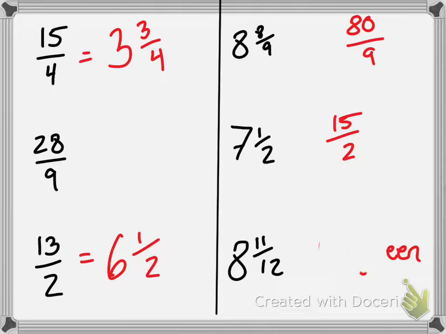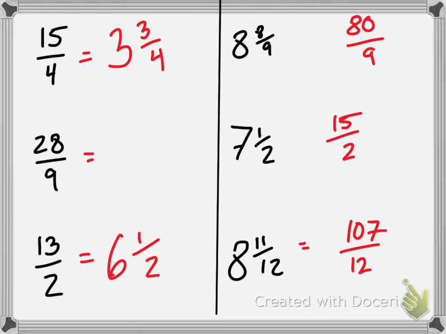Anna Jolene, what about 8 and 11/12? I got 107/12. Perfect. 107/12. We got 8 times 12 is 96 plus 11 is 107.